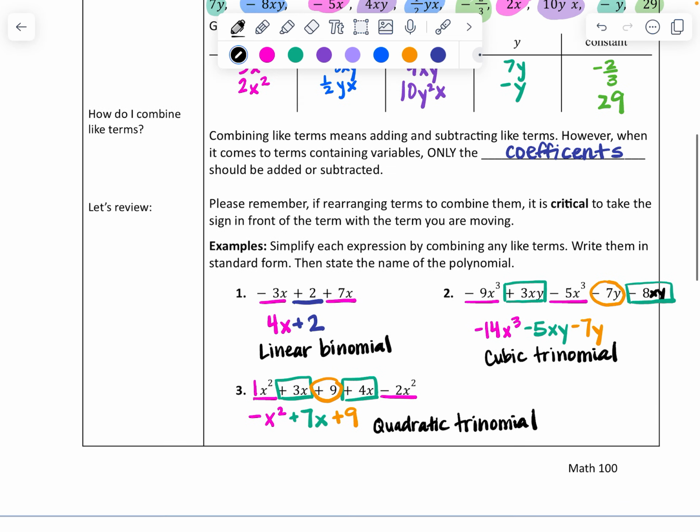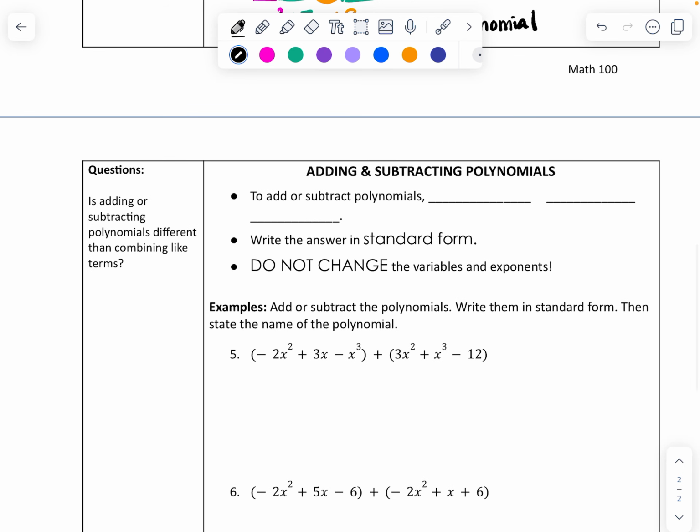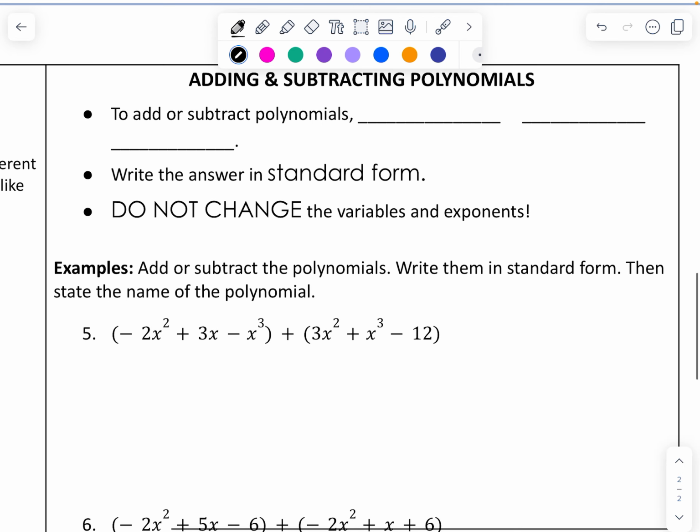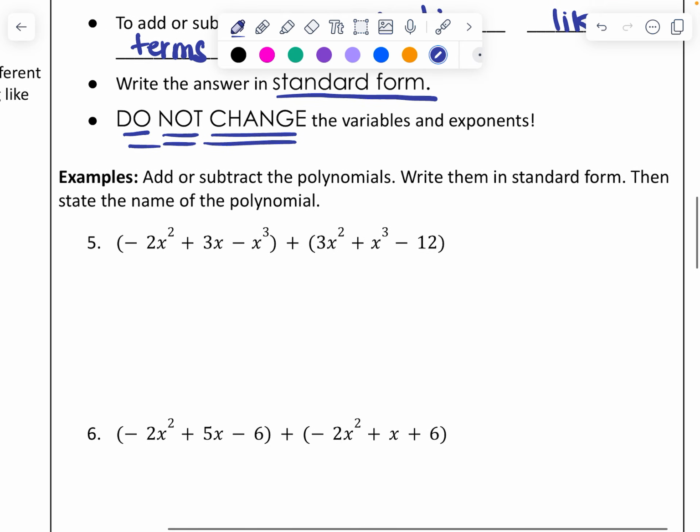So now that we've reviewed like terms and combining like terms, let's start adding and subtracting polynomials. To add or subtract polynomials, combine like terms. Write the answer in standard form, exponents highest to lowest, and do not change the variables and exponents. That's the most important thing here. Do not change the variables and exponents.